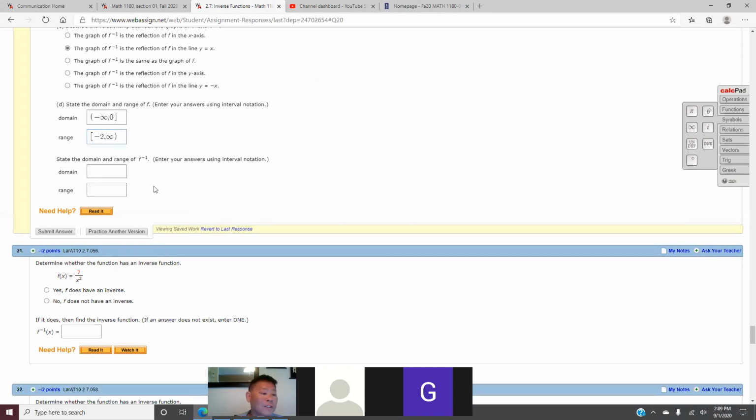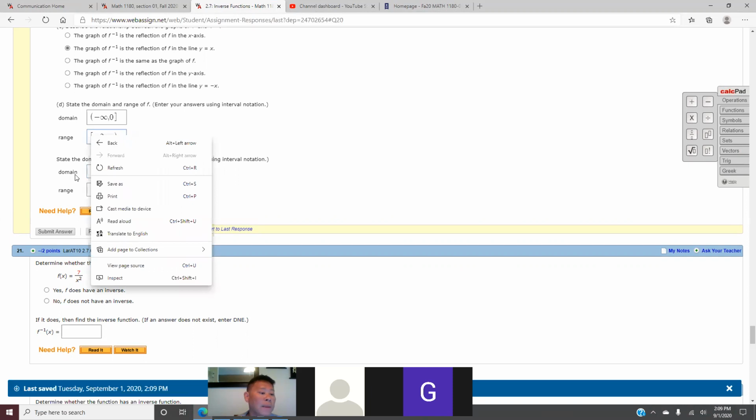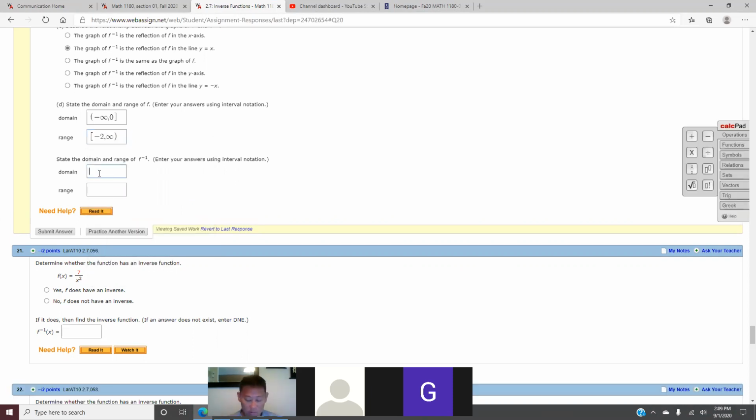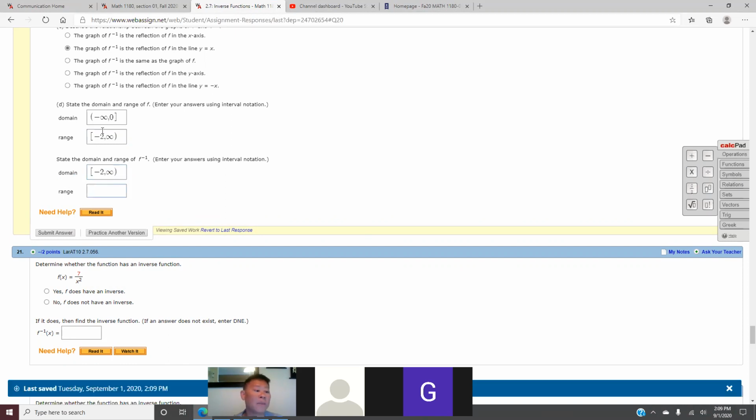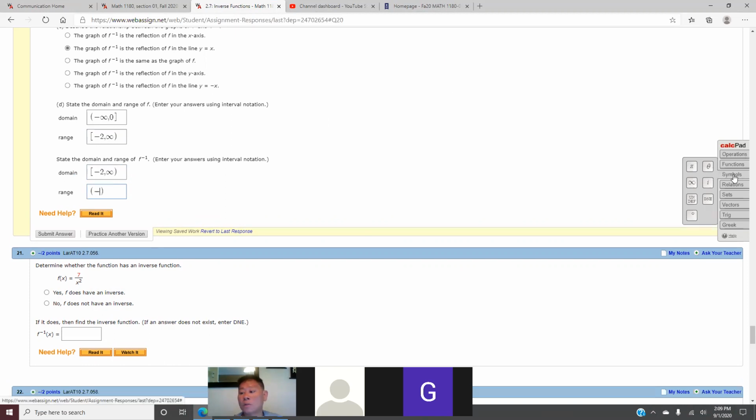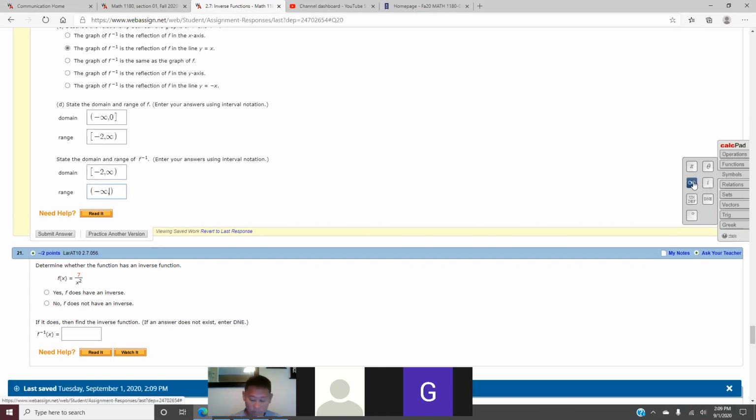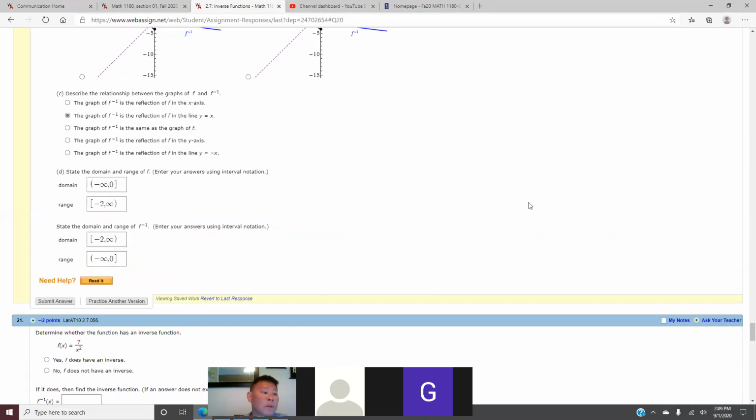And then for this, you just interchange it. So this domain is the same as this range. This one, I copy and paste it over here. Don't use infinity with a bracket. And the same thing happens to the range of this, the same as the domain of that. So it's negative infinity to 0. So this is how we do question number 20.